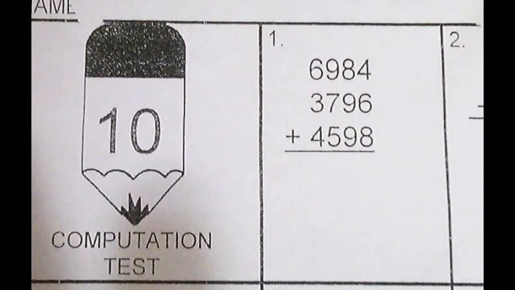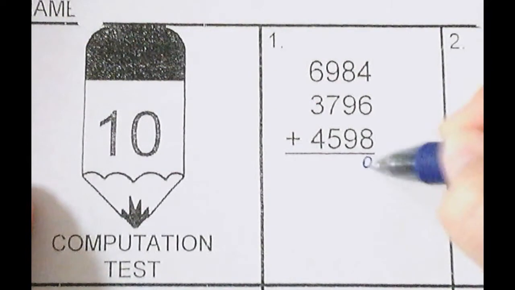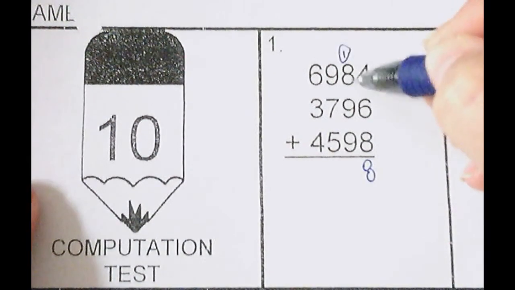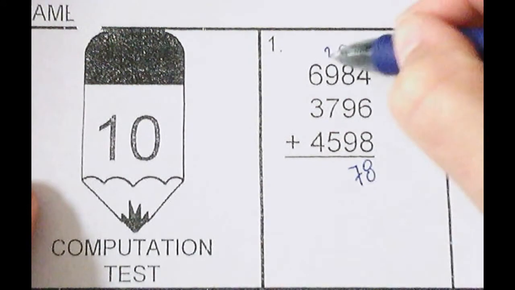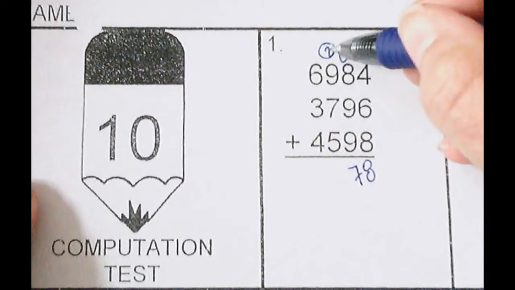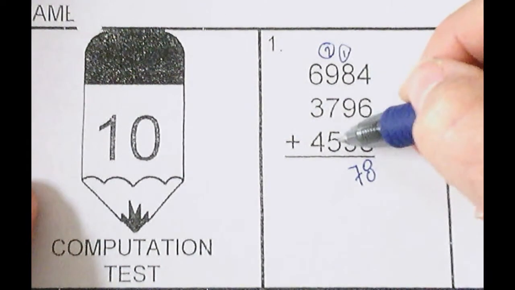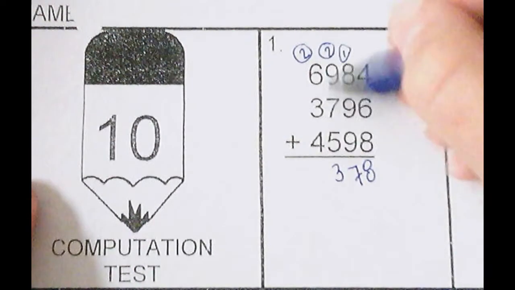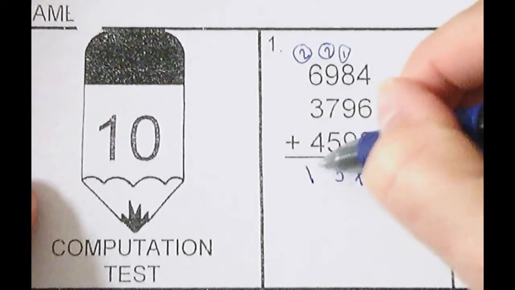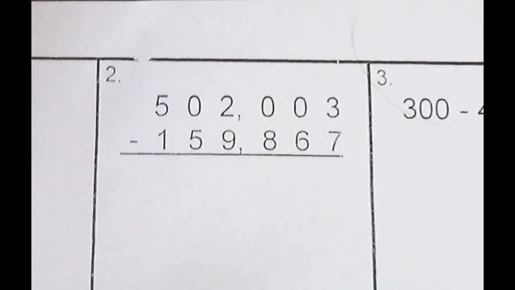Looks like adding. So how about 4 plus 6 is 10, plus 8 is 18, carry my 1. How about that's a 9, that's a 9, and that's a 9. And how about 9 times 3 is 27, carry my 2. You have a 7, why don't we make that a 9? 9 plus 9 is 18, 19, 20, 21, 22, 23. Carry my 2. 6 plus 4 is 10, 13, 14, 15. So how about 15,378?